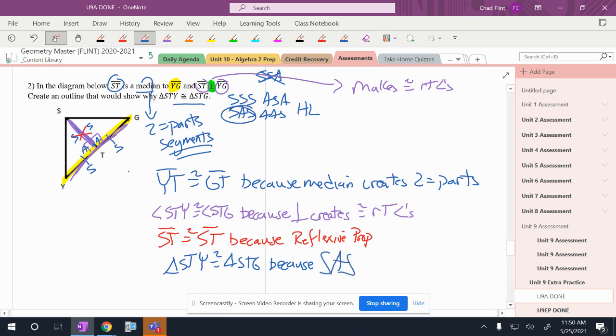Now, I'm going to encourage you, check it. Make sure that that actually happened. So here's one side, here's the other side, there's the angle, it is in the middle, I'm covered, it is side-angle-side, so that makes sense and it's correct.